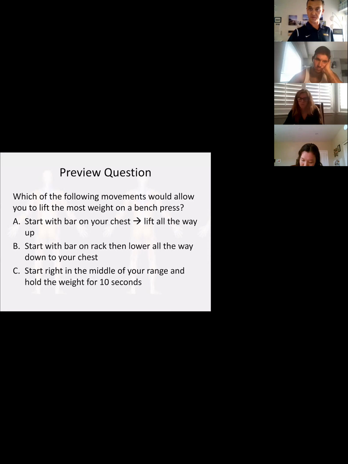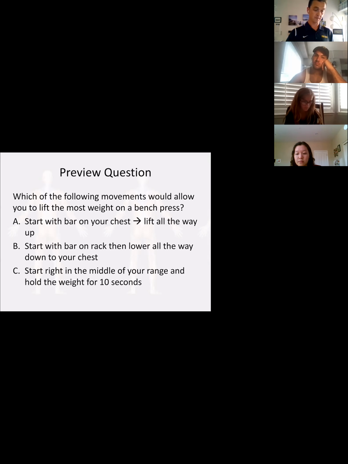All right, guys, everybody should be back. Make sure you send that in on your clicker app. Okay, so let's see what you think. A would be start with it on your chest and lift it up. B would be start on the rack and lower it down. Or C would be hold it right in the middle. So we're somewhere between B and C, almost 40% of you each saying B or C, and about 15% of you saying A.